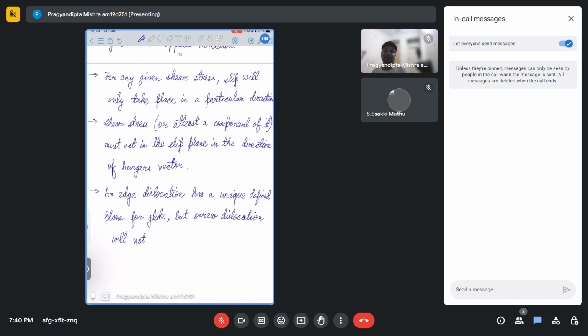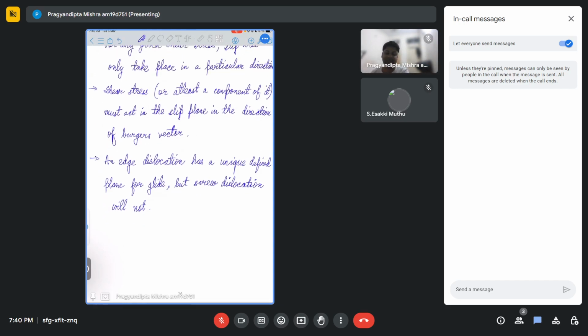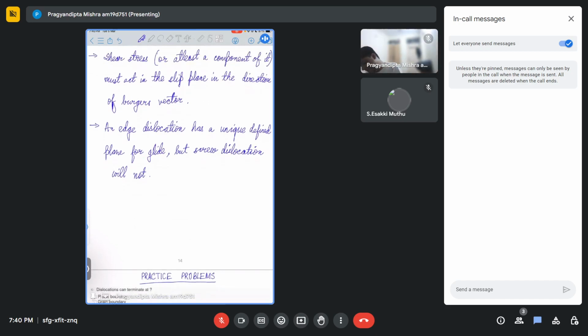So what do we mean by this uniquely defined glide plane? Why do we say that they have a uniquely defined plane in which they will glide? Because in edge dislocation, what happens? What happens in edge dislocation?